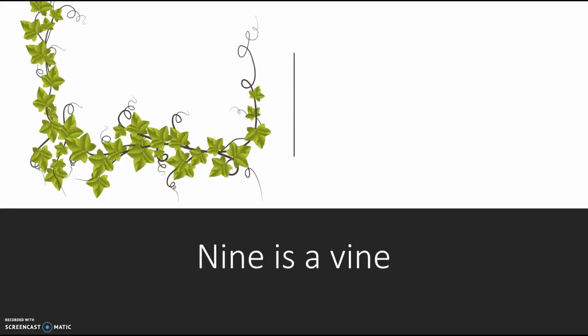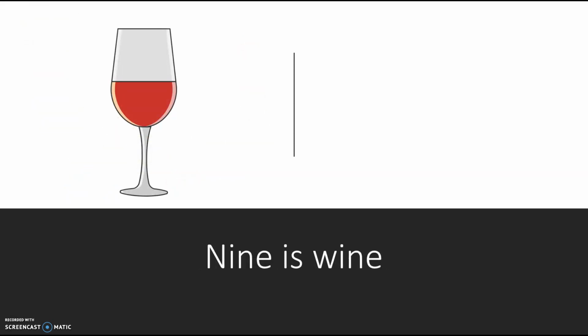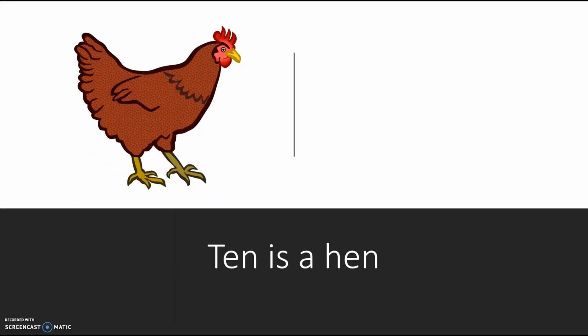9 is a vine. Or if you're a college student wanting to use this strategy, you might go with 9 is wine. Not so great for the little kids. And finally, 10 is a hen.